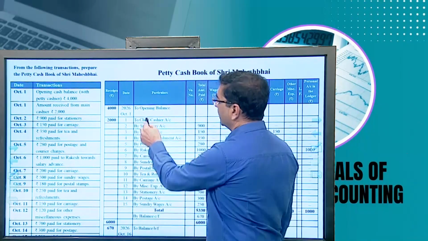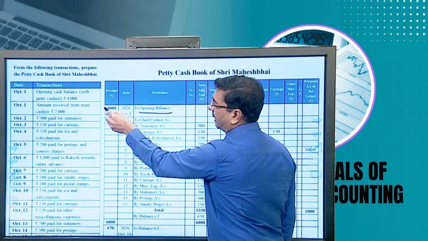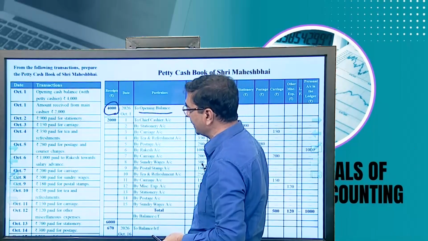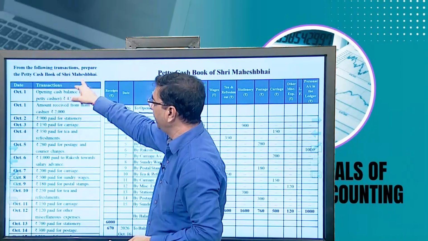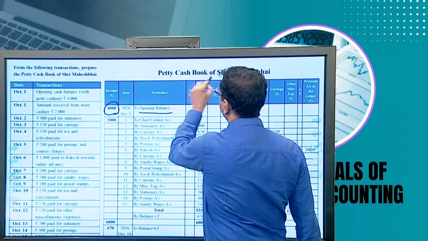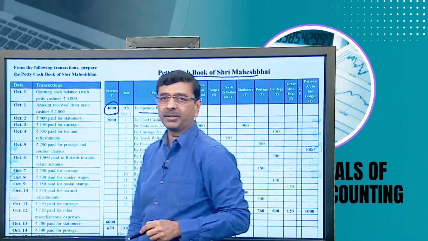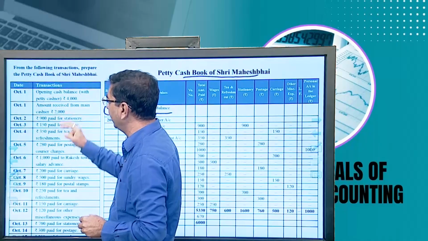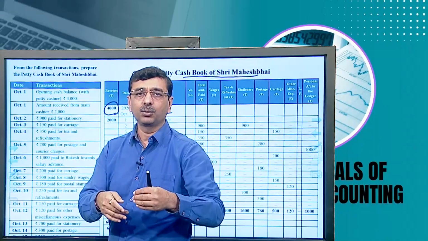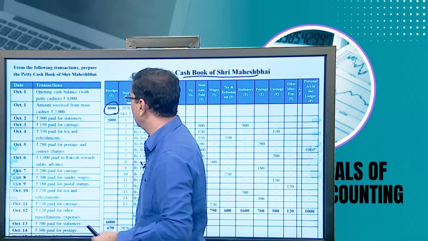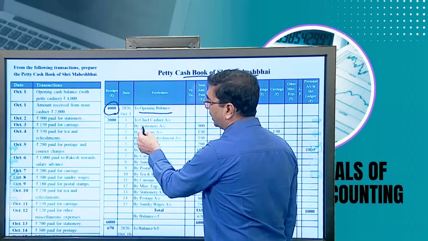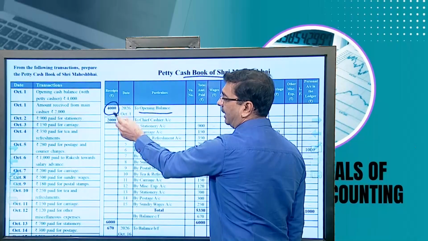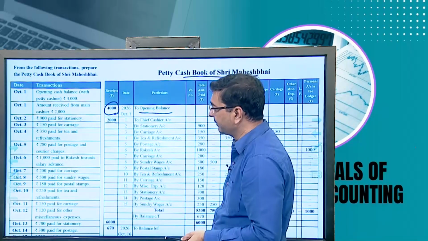So here the first transaction, opening cash balance, and you can write down 4,000 on the receipts column, date 1st October. We are preparing the petty cash book of Sri Mahesh Bhai. So 1st October, the 4,000 opening balance, and then also the cashier received 2,000 rupees in petty cash. So from the chief cashier we received 2,000 rupees on the same date. So 2,000 is added on the receipt side.